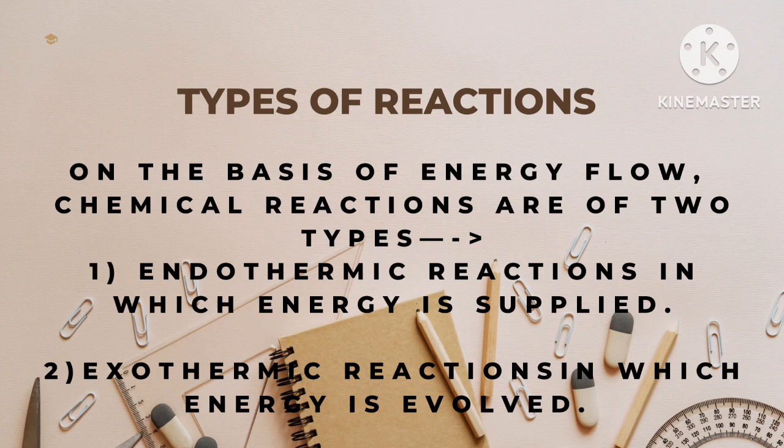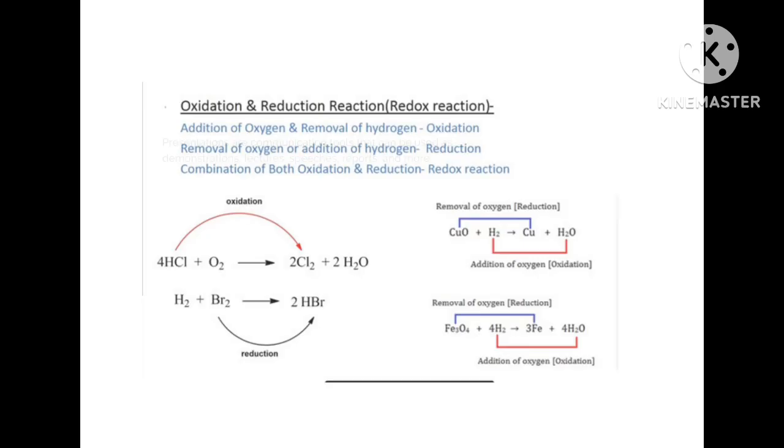There is one another way. On the basis of energy flow, we can also categorize chemical reactions as of two types. First one is endothermic reactions and the second is exothermic reactions. As we have already discussed, the decomposition reactions are endothermic reactions in which energy is supplied. Exothermic reactions are those reactions in which energy is produced.